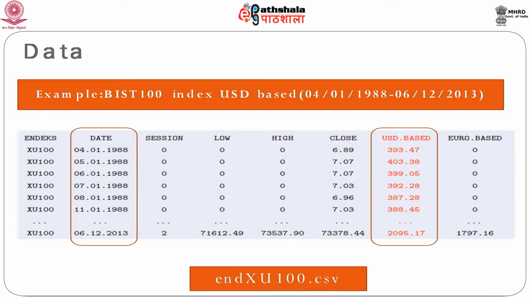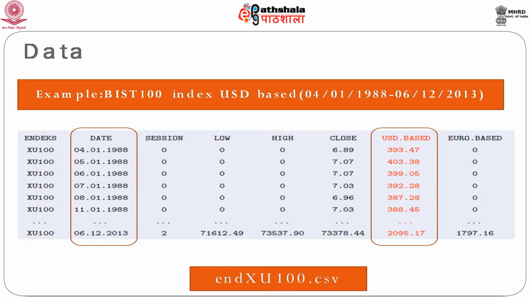So let's focus on the data. The data that I took is the NASDAQ 100 index, USD based, from 1988 to 2013, taken from the web, and here mainly the interest is in one variable. I just displayed the header of the data. So this is the variable of my interest that I use to demonstrate the ARCH model analysis.